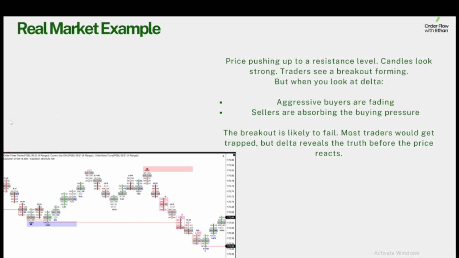So let's see a real market example. Price is pushing up to a resistance level, candles look strong, and traders see a breakout forming. But when you look at delta, we have aggressive buyers who are fading and sellers who are absorbing the buying pressure, and the breakout is likely to fail. Most traders will get trapped, but delta reveals the truth before the price reacts.